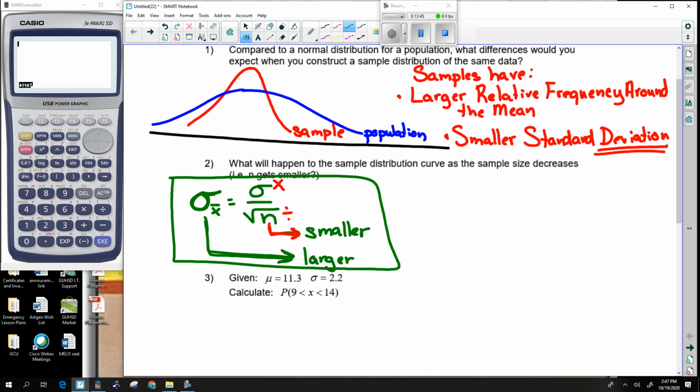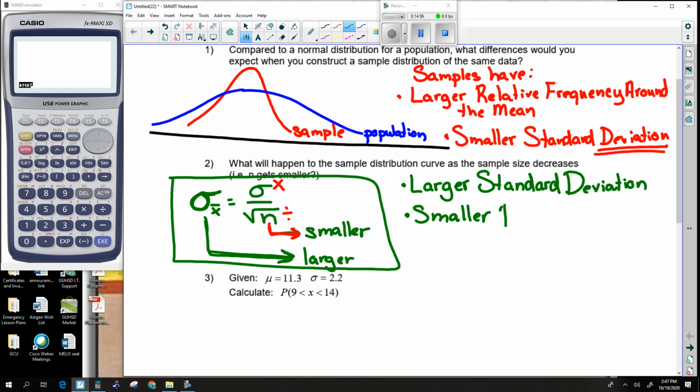The rest is going to be the words. So what will happen to the sample distribution curve? You will get a larger standard deviation. And if that happens, that implies that you're going to have a smaller relative frequency around the mean.